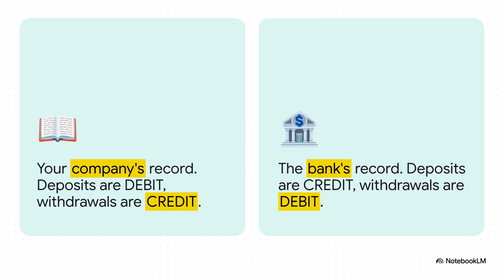Now the passbook is just the bank statement. It's the bank's record of your account. And here is the absolute key. It's the exact opposite of yours. When the bank receives your money, they credit your account. When you withdraw money, they debit it. Always, always remember, your debit is the bank's credit. This is beyond crucial for your exam.